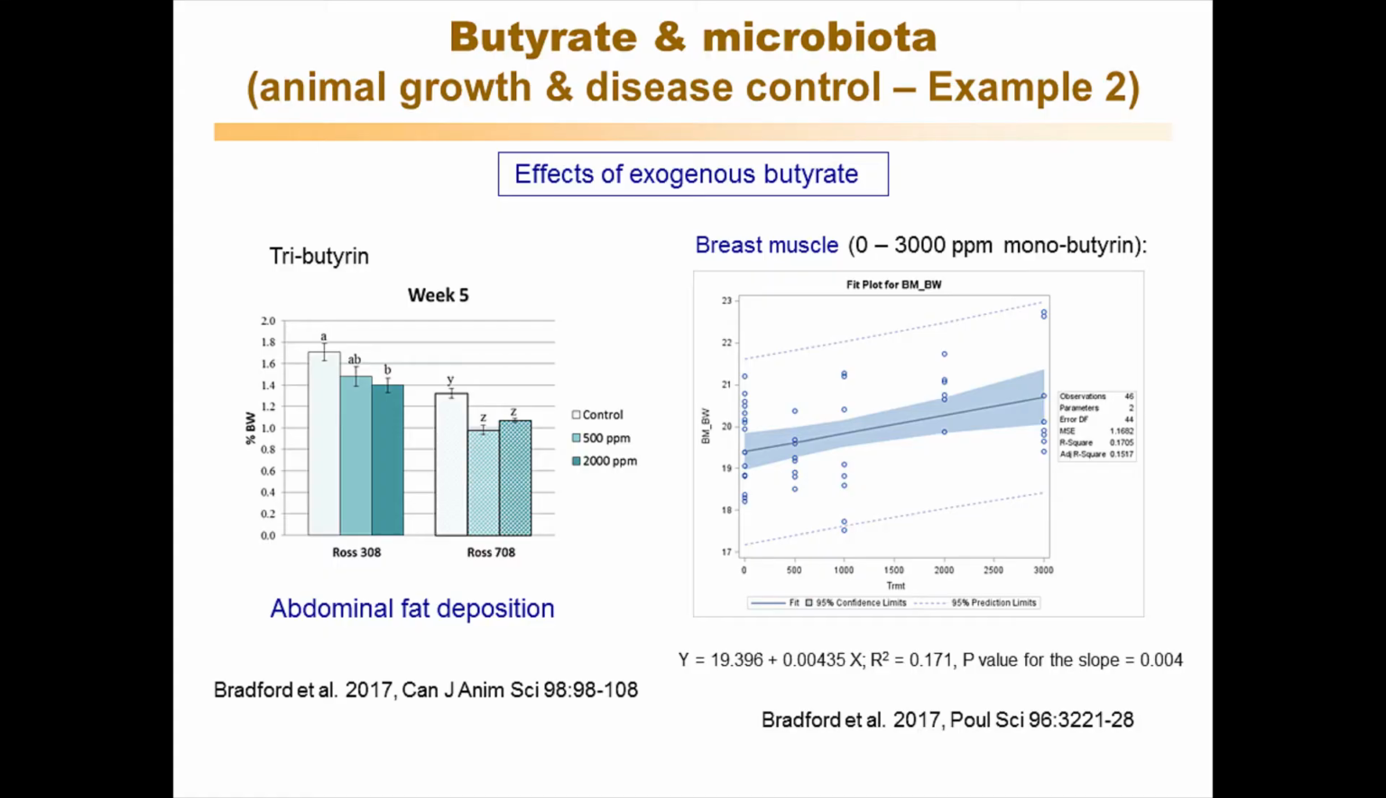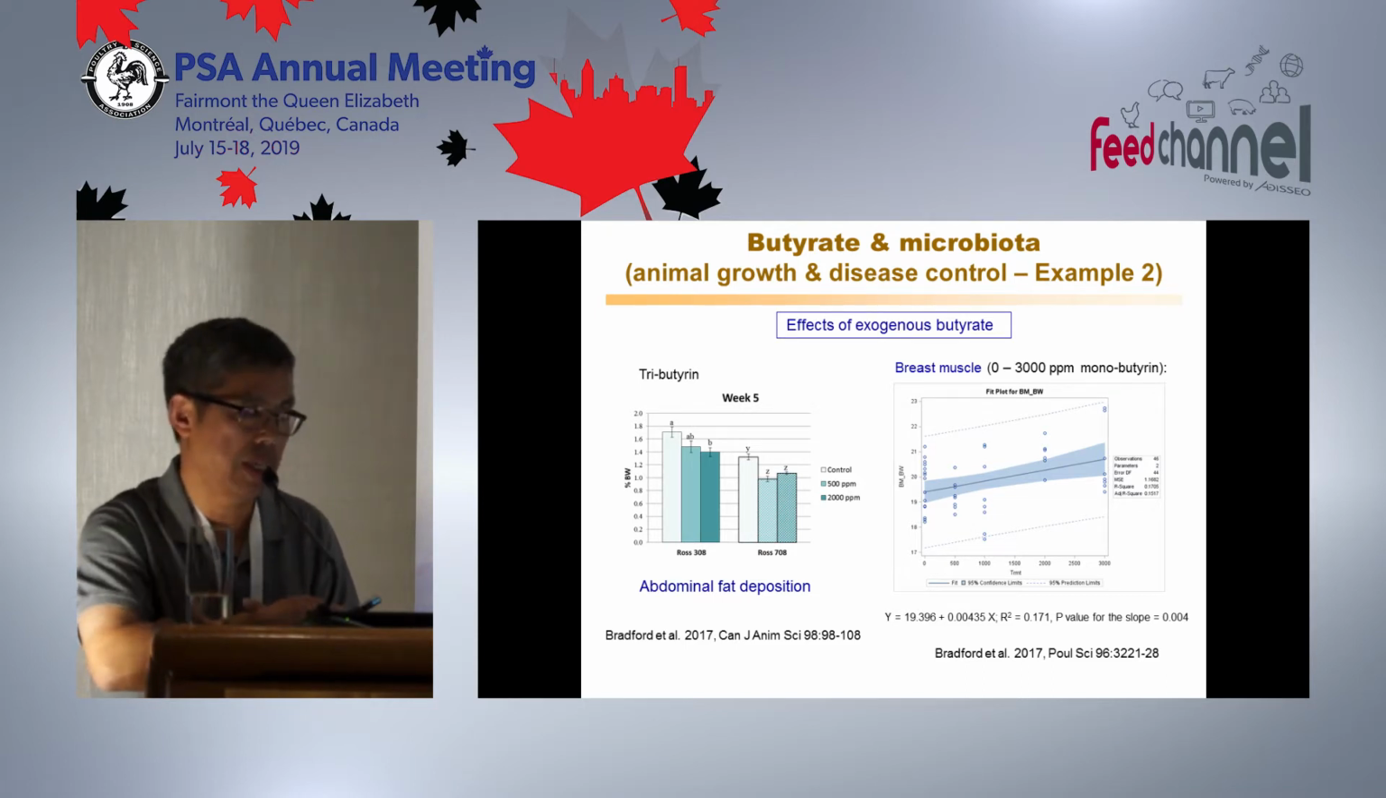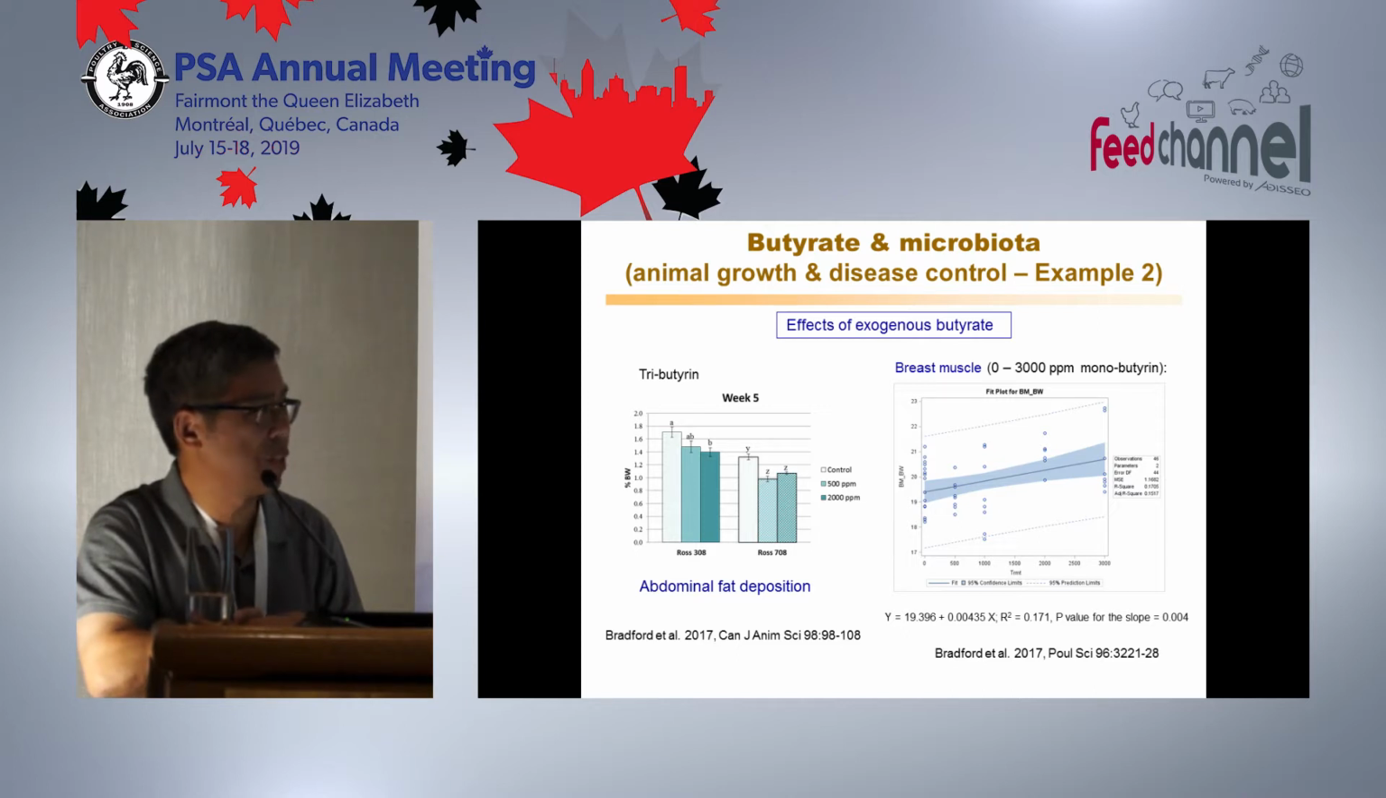We have seen one phenomenon when we do the chicken trials. When the birds get into week 3, we found the birds receiving the butyrate had significant reduction of the abdominal fat deposition. So this is what you can tell from the left panel.